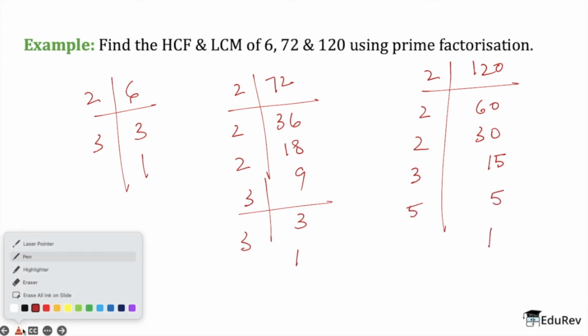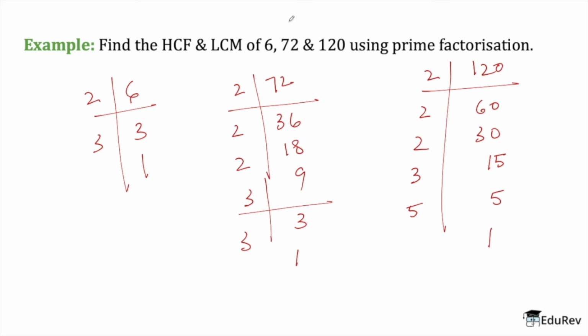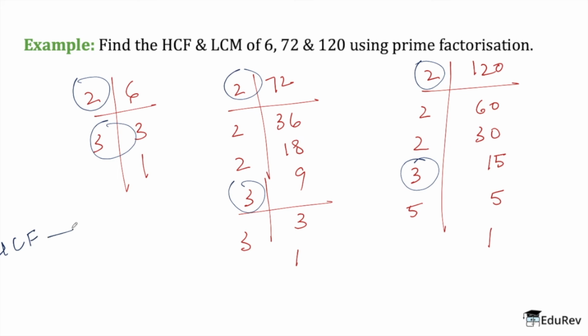Now I need to figure out the HCF and LCM of this. Now what is going to be the HCF? HCF is the highest common factor. So what's going to be the highest common factor? 2, 2 and 2 are common. 3, 3 and 3 are common. So that means the HCF is going to be 2 into 3. Alright, so the HCF is going to be 6.